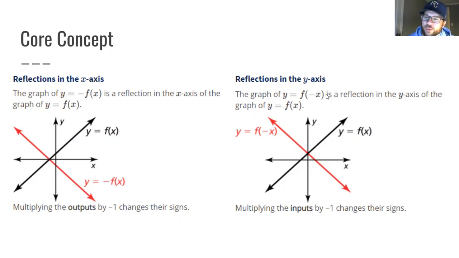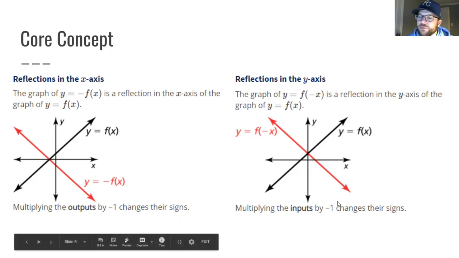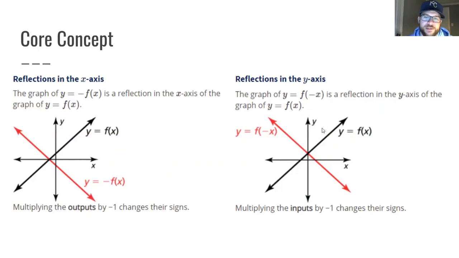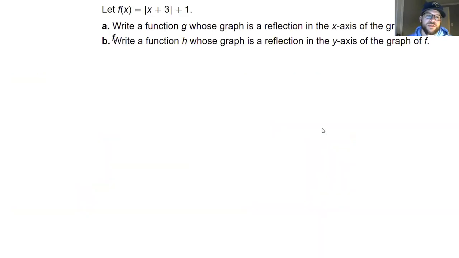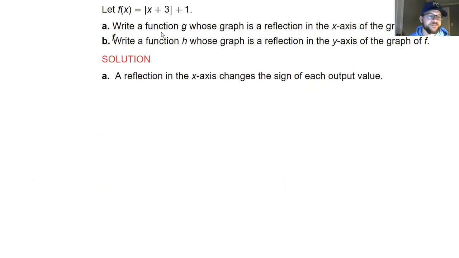But the horizontal one is happening on the inside, because it's over the y-axis, and that means you're multiplying all of your inputs by -1 to change their signs. So looking at an example with an absolute value this time, we're going to write a function g that is a reflection over the x-axis of our f, and then h is going to be a reflection over the y-axis. So we're always going to go back and start with this f of x, which is the absolute value of x plus 3, plus 1.